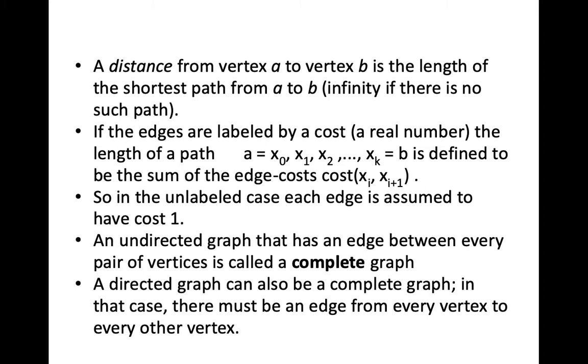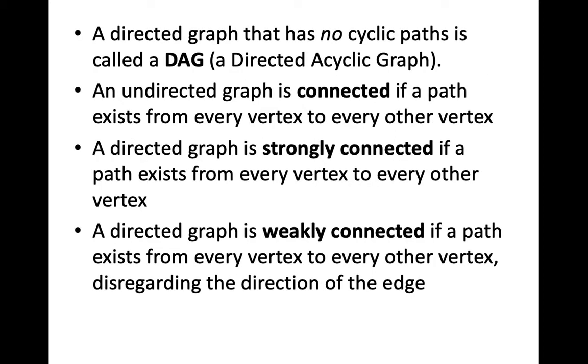If an undirected graph has an edge between every pair of vertices, it is called a complete graph. So in a complete graph, every two vertices are connected through an edge. A directed graph can also be a complete graph, but in that case, there must be a bidirectional arc or an edge between every vertex and every other vertex. A directed graph that has no cyclic path is called a DAG, a directed acyclic graph. An oriented tree is a DAG.